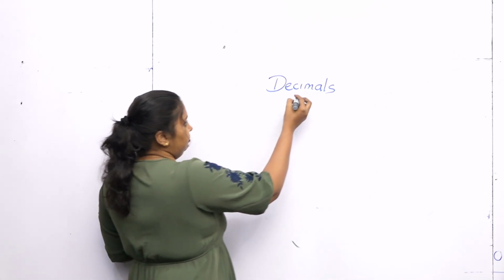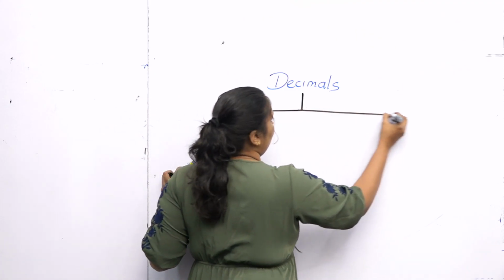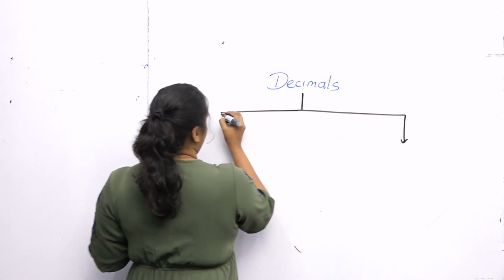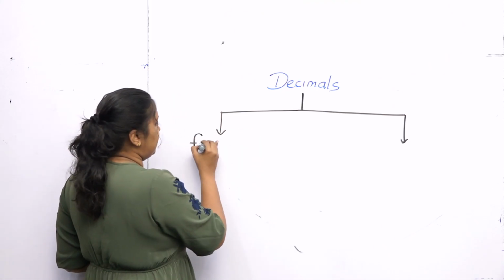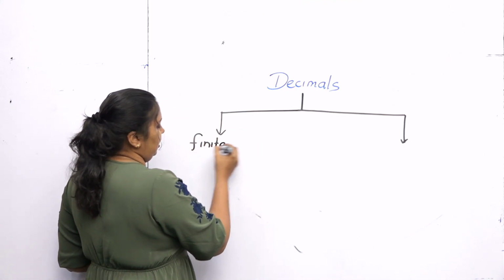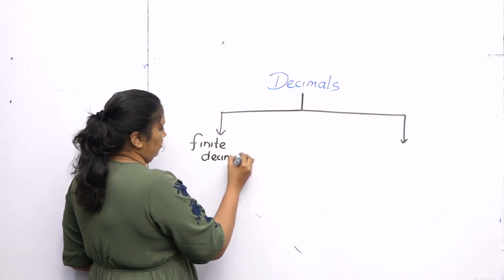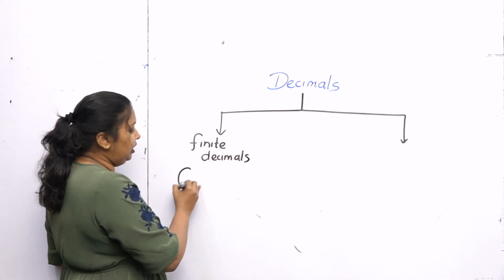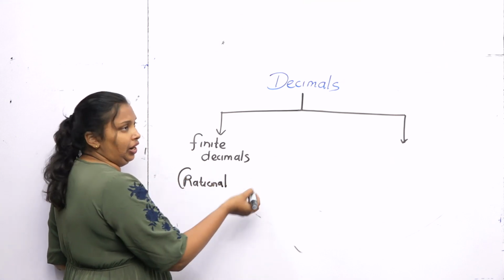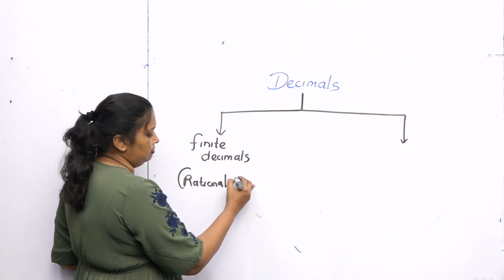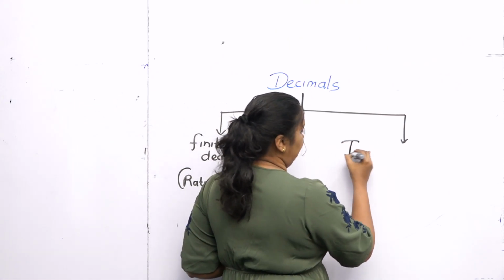So decimals, we have two types of decimals: finite decimals, right? Finite decimals. These are definitely rational numbers. Finite decimals are common. We can write them as fractions, right? These are rational. Okay, and there is the other type, infinite decimals.